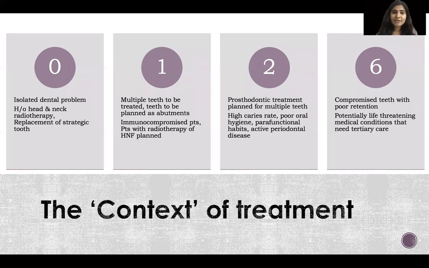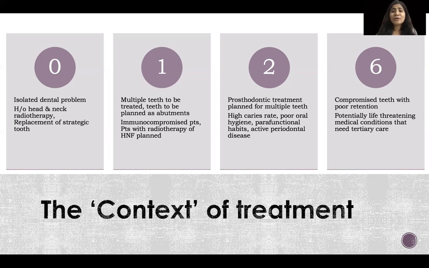Now, score 1 is given when multiple teeth need to be treated, and these teeth are planned as abutments. Immunocompromised patients, and patients that are undergoing or have planned radiotherapy of the head and neck region, fall under this category. Now, score 2 is given when multiple teeth need to be treated, and all of these teeth have to go under some kind of prosthodontic intervention.